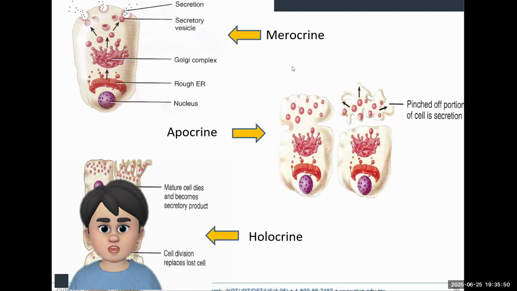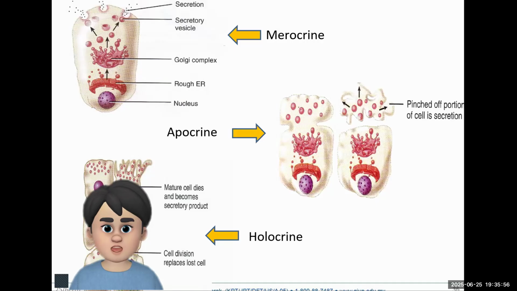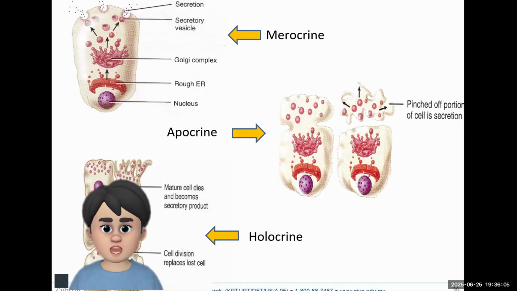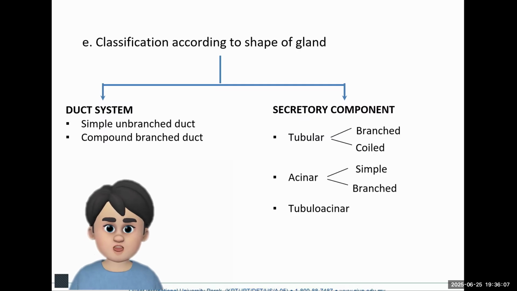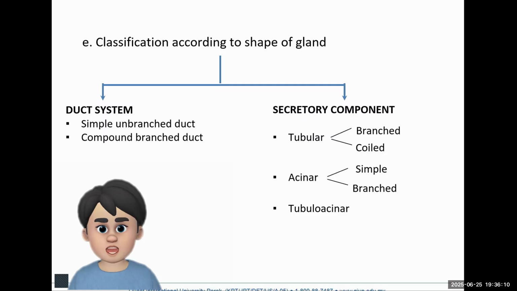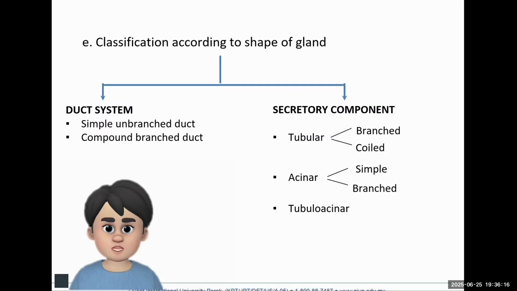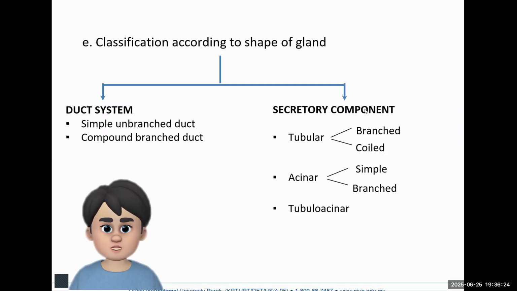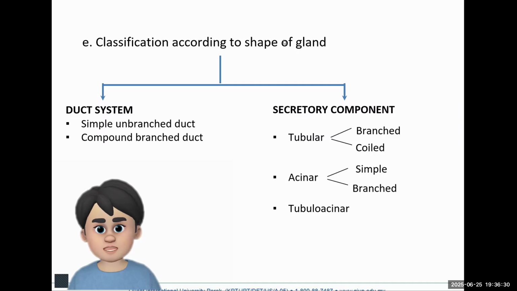So you have to know the differences and similarities between the merocrine, apocrine and holocrine glands, right? The next one, classification according to the shape of glands. Duct system: simple unbranched duct and compound branched duct. Secretory component: tubular, which divides into branched and coiled; acinar; tubuloacinar. So classification according to shape of the gland is by duct system and secretory component, right?